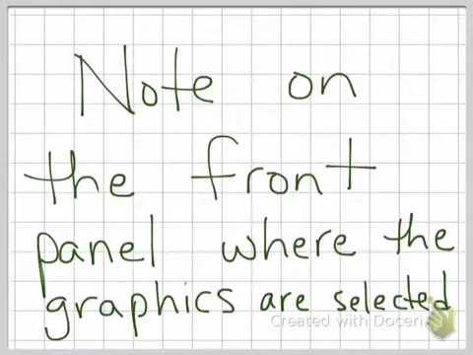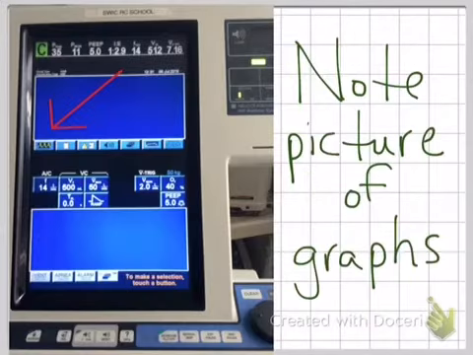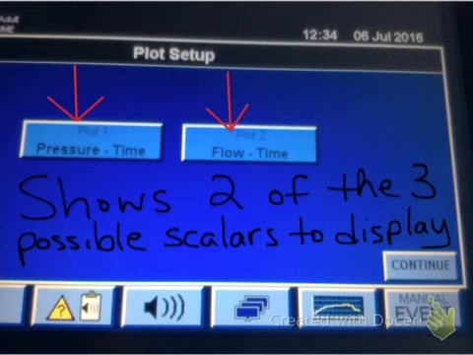Note on the front panel where the graphics can actually be selected. You can see the picture of the graphs on the bottom of the upper screen. This shows two of the three possible scalars that can be displayed for the plot setup. Plot 1 is showing pressure versus time, while plot 2 is showing flow versus time.